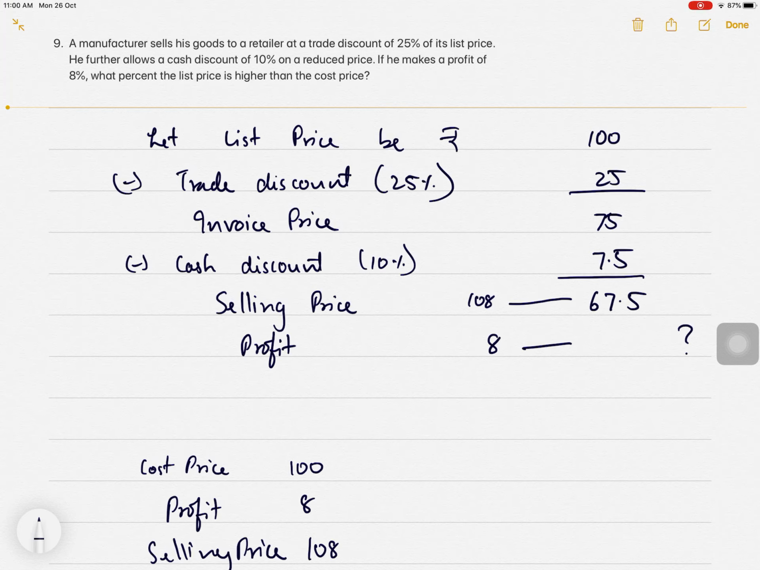So, selling price minus profit will give you cost price. Profit also we don't know. It would be 100. Right? If selling price is 108, profit will be 8 and cost price will be 100. Okay? If 67.5 is 108, how much is 100? So, cross multiply.